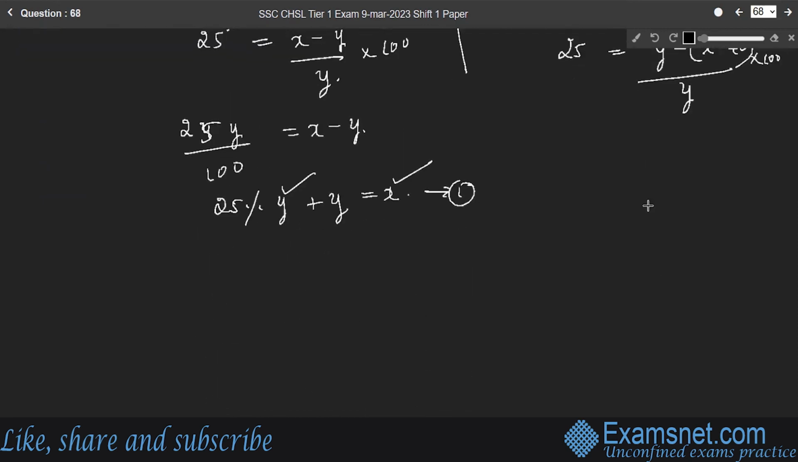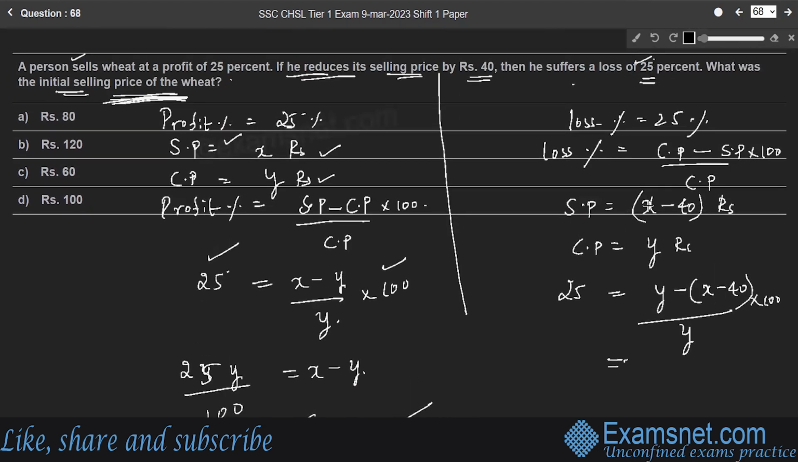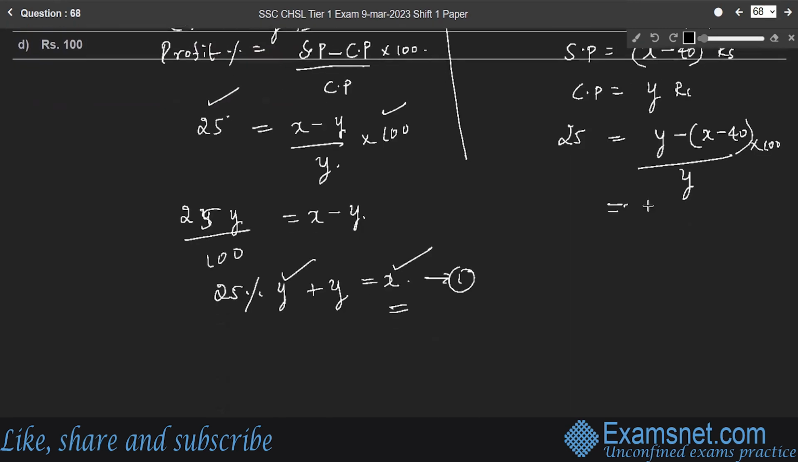If you find the value of y, easily we can find the value of x. For that, come back to the second case where there was a loss. So we'll take 25% of y. By taking 100 to the LHS and y also to the LHS, 25% of y becomes y minus x plus 40. Therefore, the value of x becomes y minus 25% of y plus 40. So consider this as equation 2.